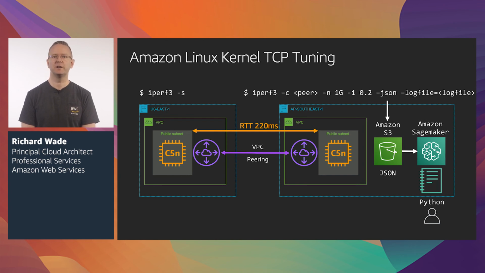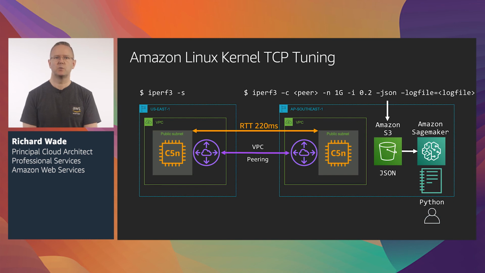iPerf3 is a commonly used tool to measure network performance between two hosts and is popular in the network operations and TCP performance community. To run iPerf3, we run it with the -s flag on the server side, and on the client side, we use the command shown on this slide. We provide the server IP address to the -c flag as the traffic's destination.